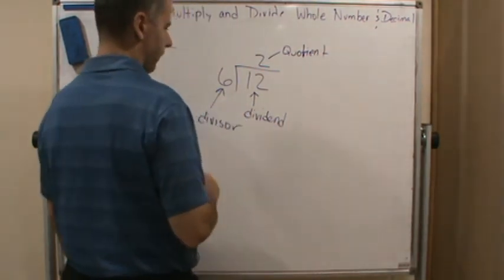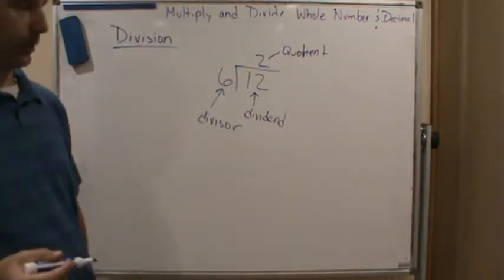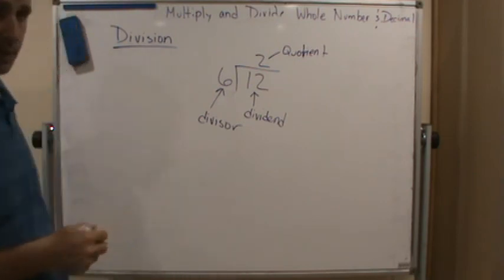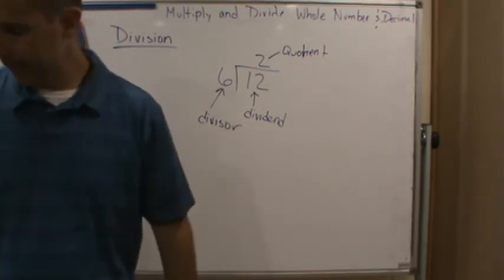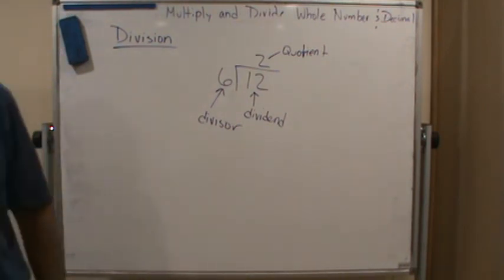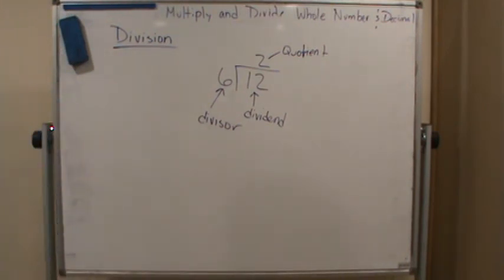Okay. And then of course, if there's a remainder, that's what's left over, if it doesn't divide evenly. Okay. That's it. Next video, we'll start getting into some examples.